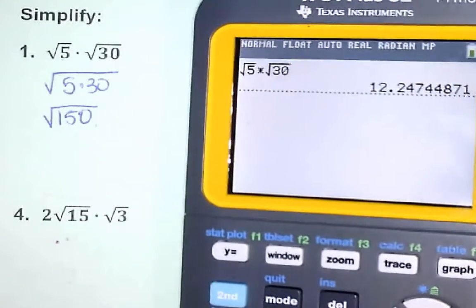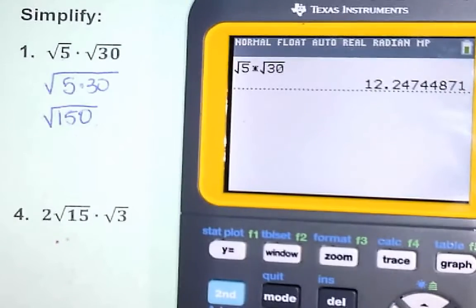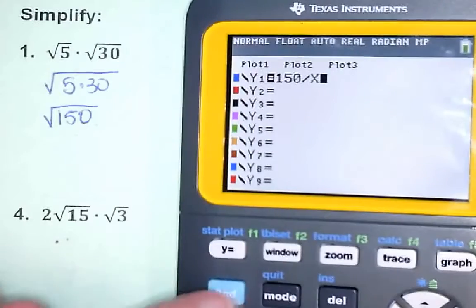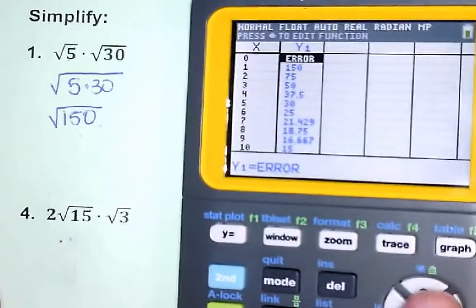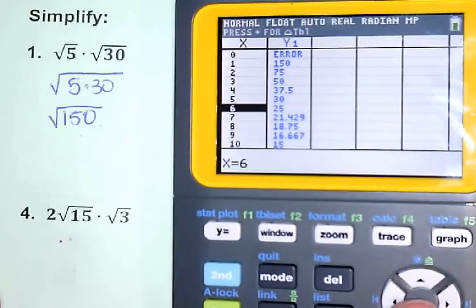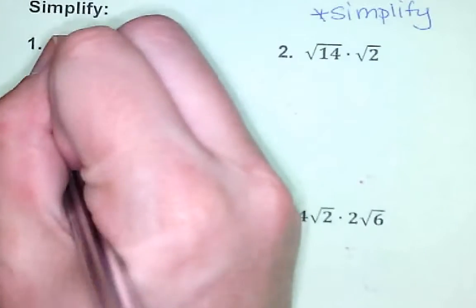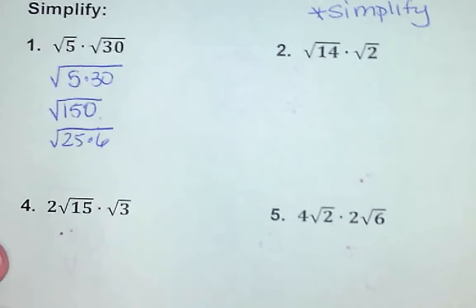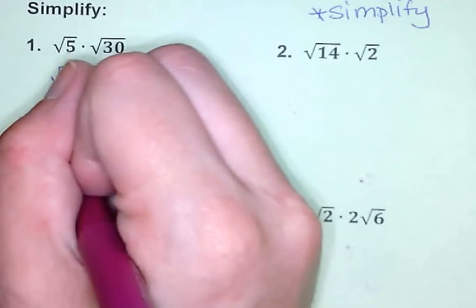So I'm going to go here, and I'm going to do 150 divided by x, and we're going to see how to simplify 150. Guys, what is the largest perfect square that goes into 150? 25. 25 and 6. So I'm going to rewrite that guy as 25 times 6. Now, guys, what is the square root of 25? 5. That's going to be 5. So my final answer is 5 square root of 6.